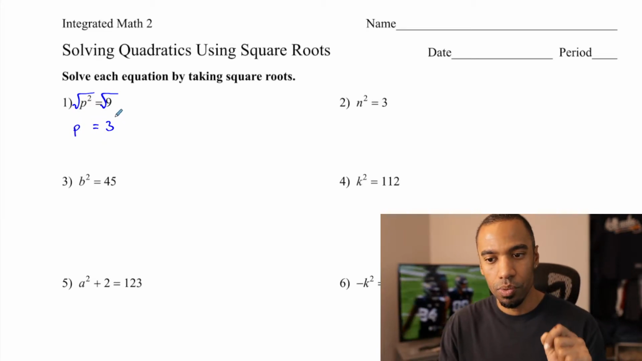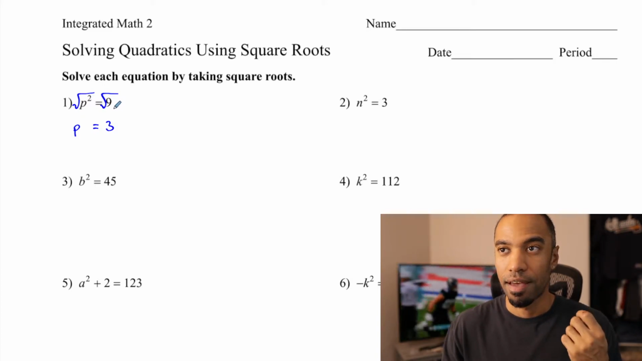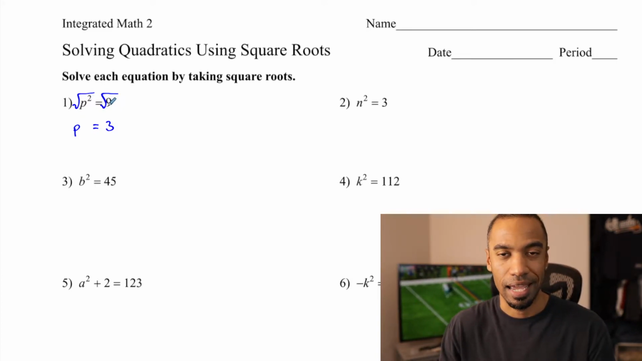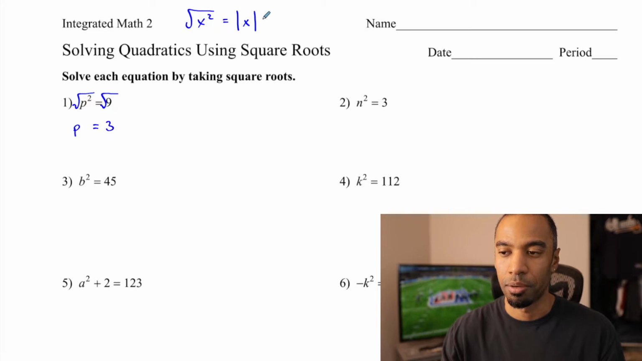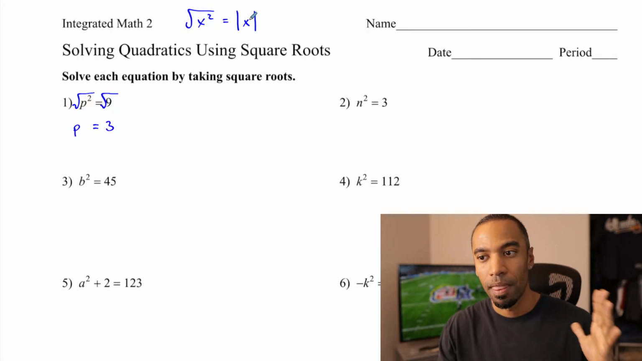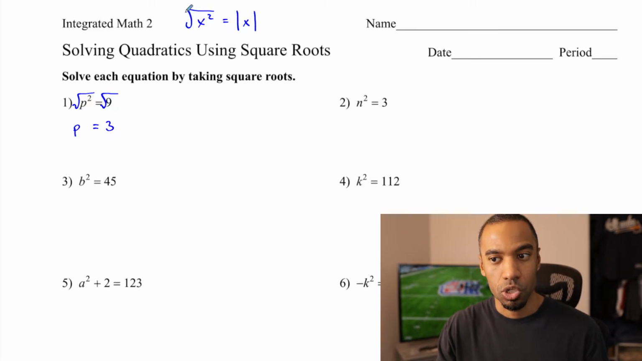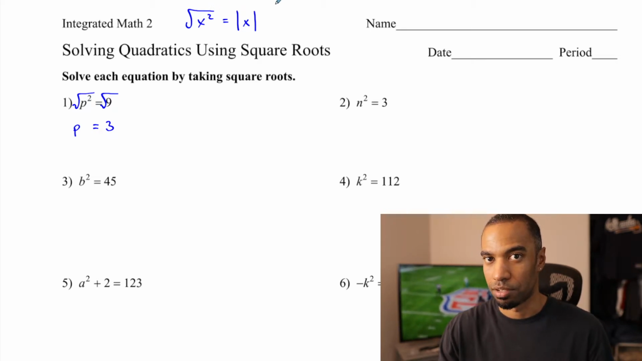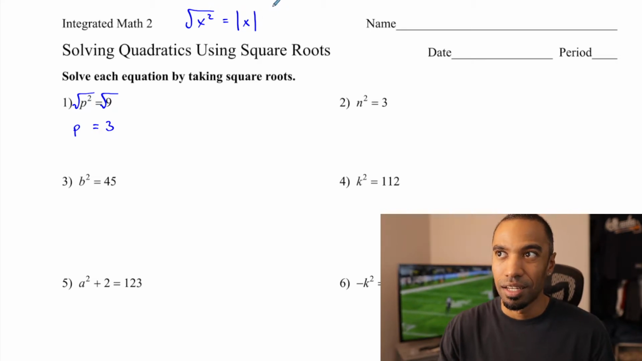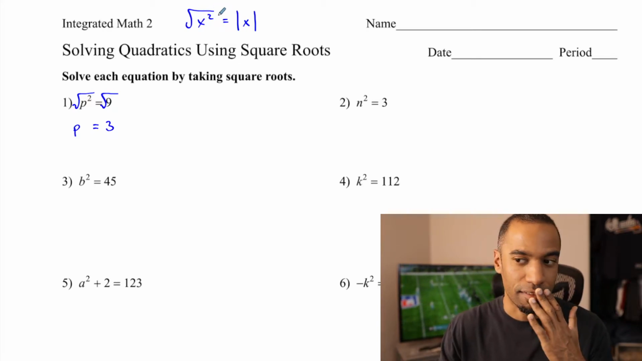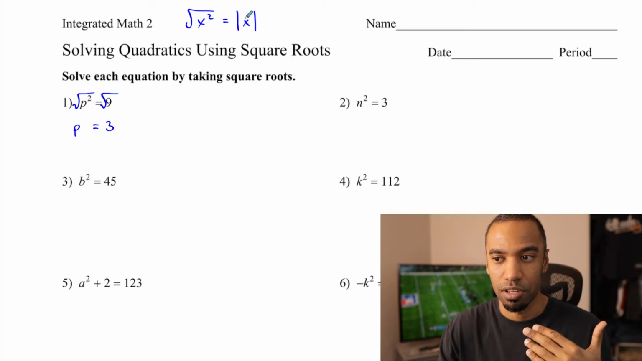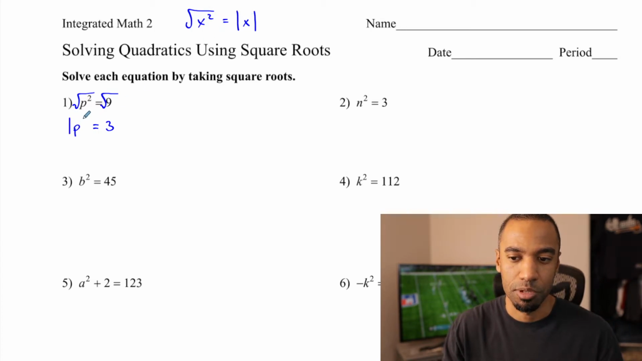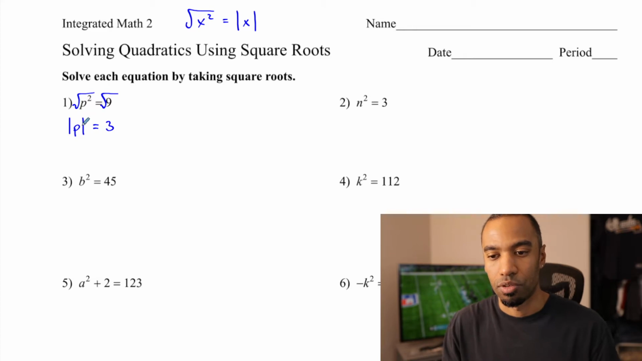Close. What you have to consider, though, is the fact that we were potentially squaring a negative number. Technically, the square root of a variable squared is the absolute value of the variable, because we have to account for the fact that this variable may have been negative, and the square root of a positive is only a positive. Because this thing is positive inside here, when you square something, we have to consider that the outside has to be positive as well. So this is the absolute value of p. The absolute value of p is 3.